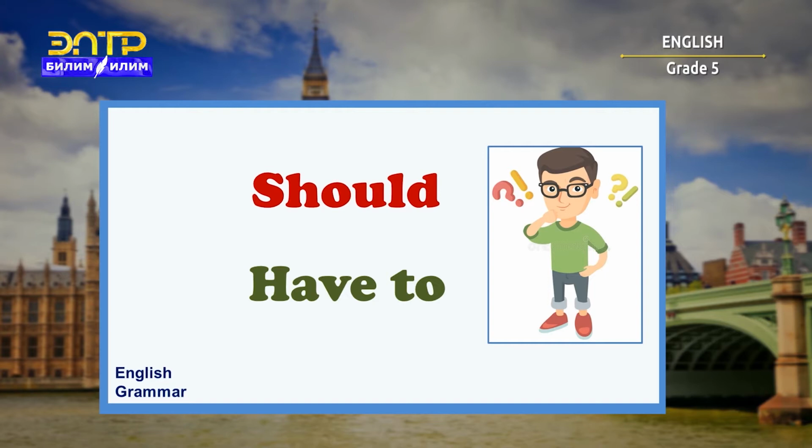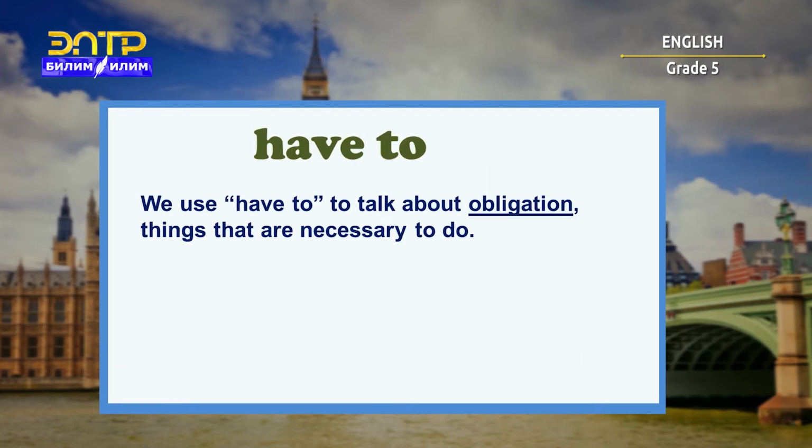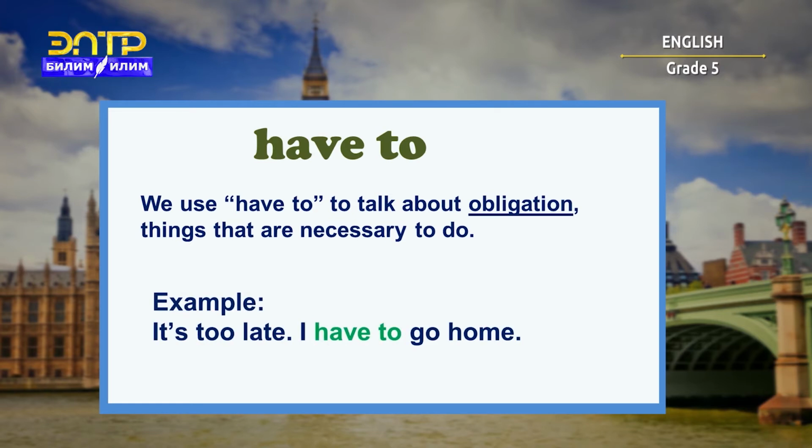But what can we say about modal verbs should and have to? What do they express and how can we use them? Let's begin from the modal verb have to. We use have to talk about obligation, things that are necessary to do. For example, it's too late. I have to go home.